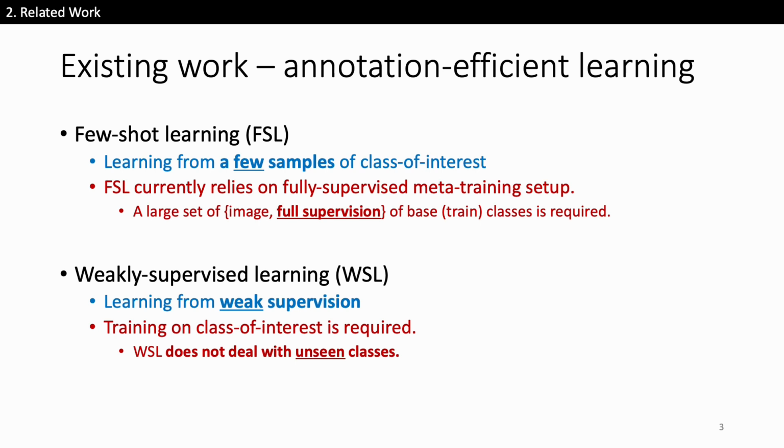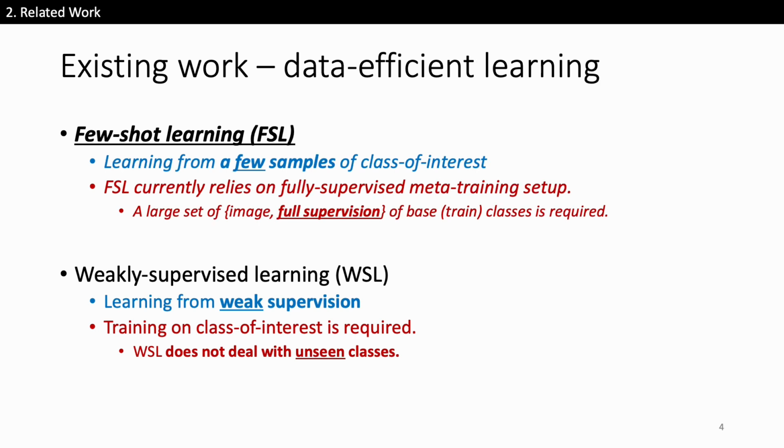FSL aims to learn from a few samples of the class of interest. However, in the segmentation area, FSL currently relies on a fully supervised meta-training setup. That means a large amount of full supervision is still required on base classes. Weakly supervised learning approaches do not deal with unseen classes, so we should directly train our network on our class of interest. In this work, we aim to overcome the shortcomings of the FSL approach.